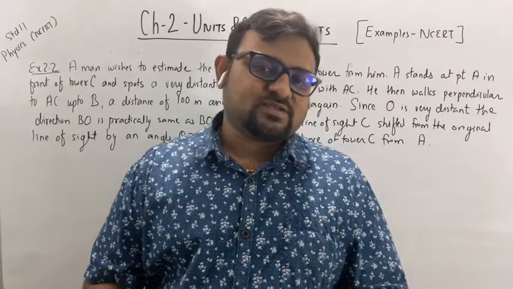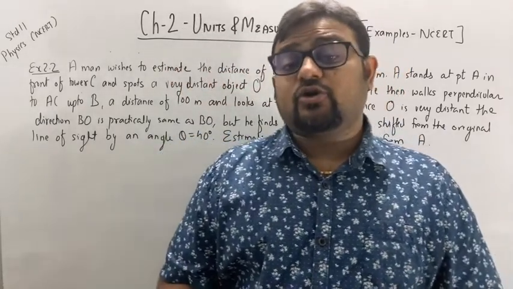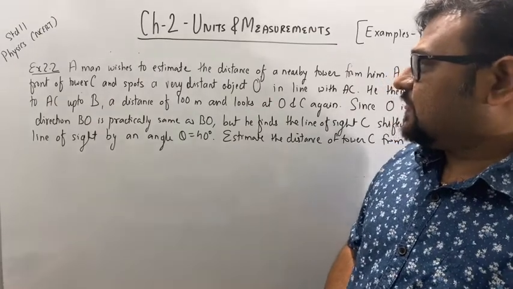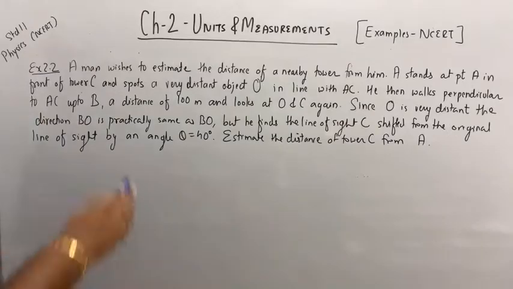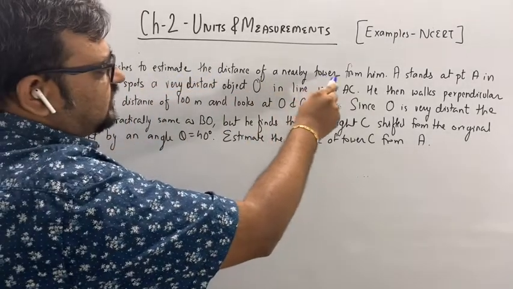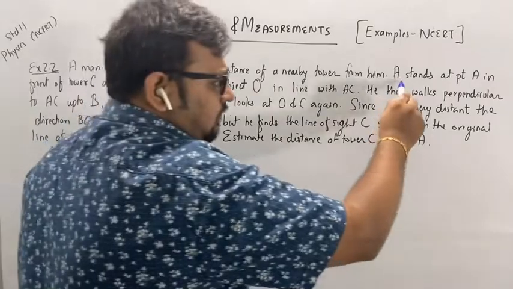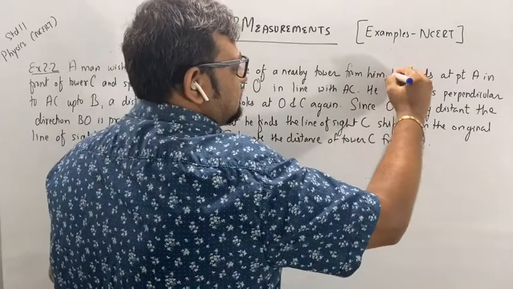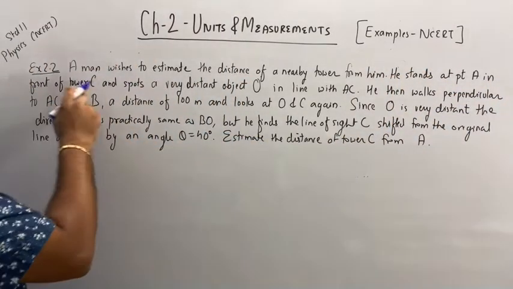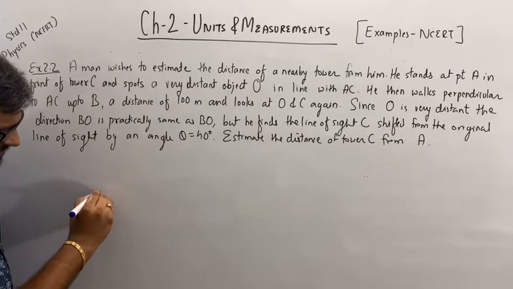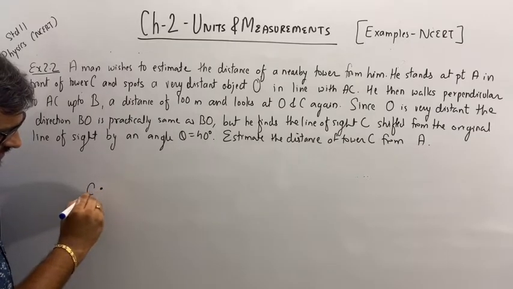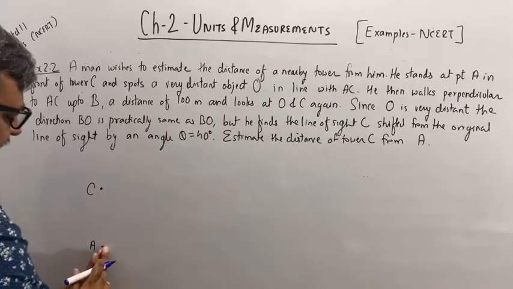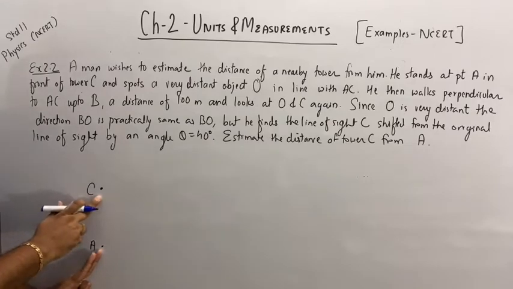The next one is example number 2.2. A man wishes to estimate the distance of a nearby tower from him. He stands at point A in front of tower C. Let's say this is tower C, and he stands in front of it at A. He is standing, and exactly in front of him there is a tower, right?